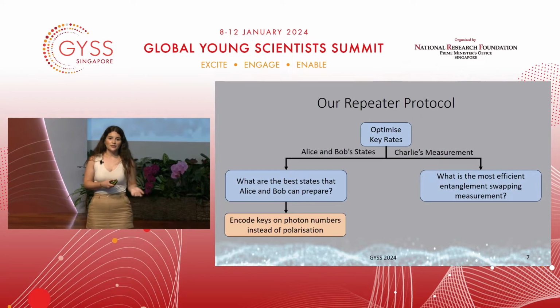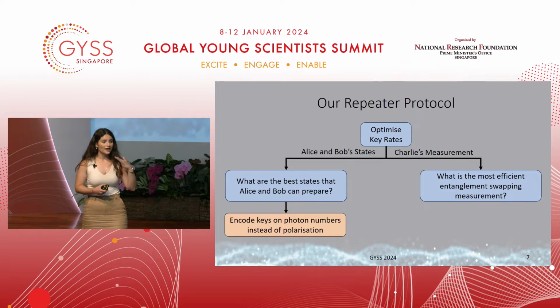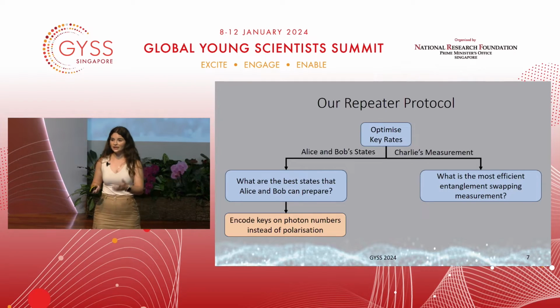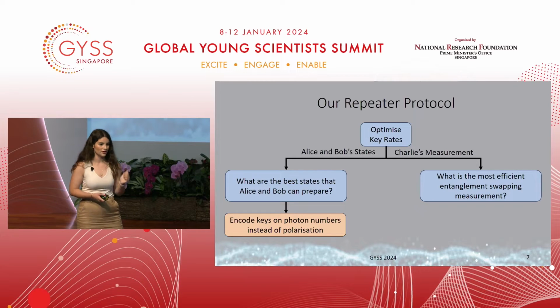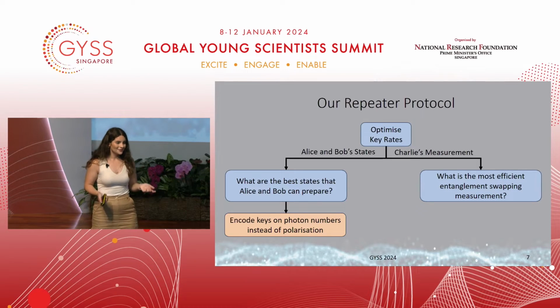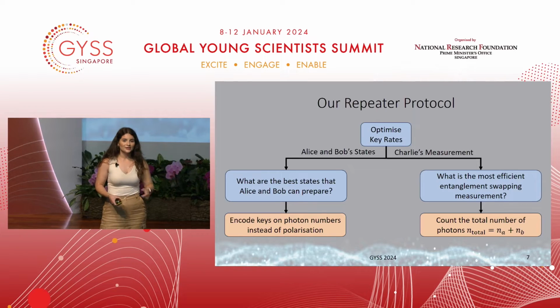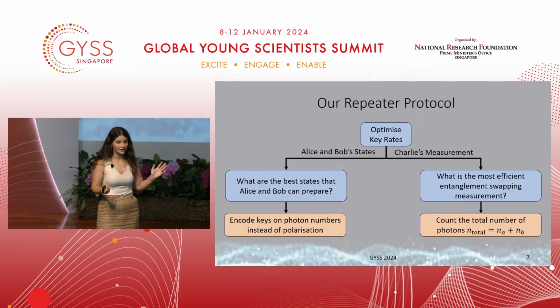Usually in QKD protocols, like I mentioned with BB84, we encode the key on the polarization of light. We said, okay, what if we encode the key on the photon numbers of light? So now we're encoding the key on 0 photons, 1 photon, 2 photons, and so on. The natural answer for Charlie's measurement became: now we're going to count the total number of photons that he receives, and he's going to announce what he receives, without knowing the individual contributions he gets from Alice and Bob.